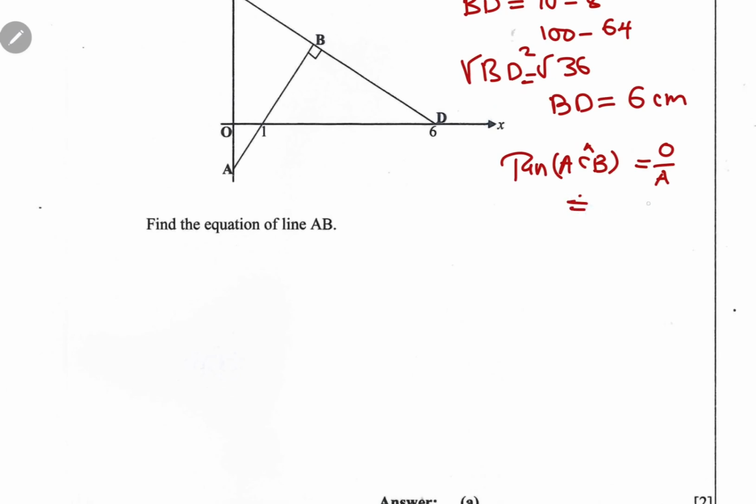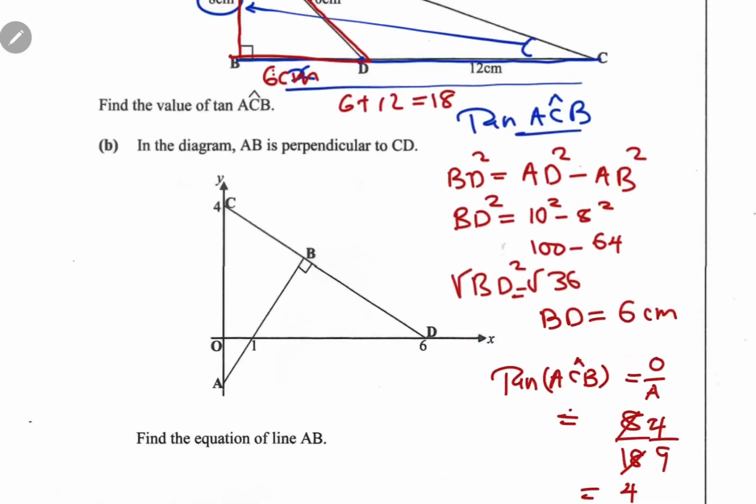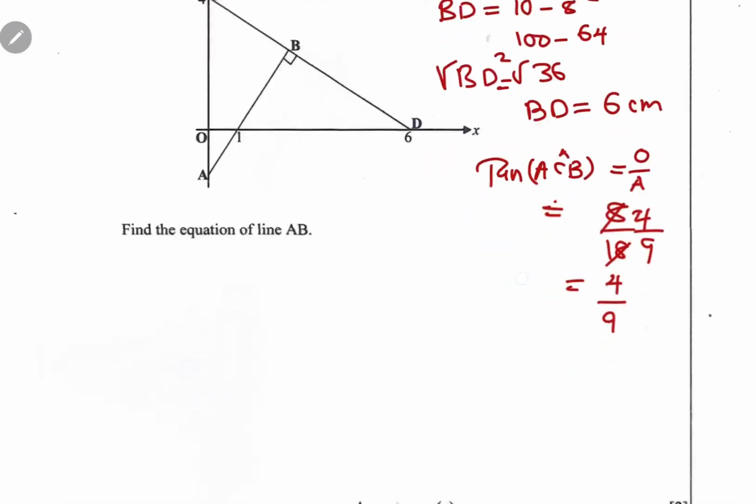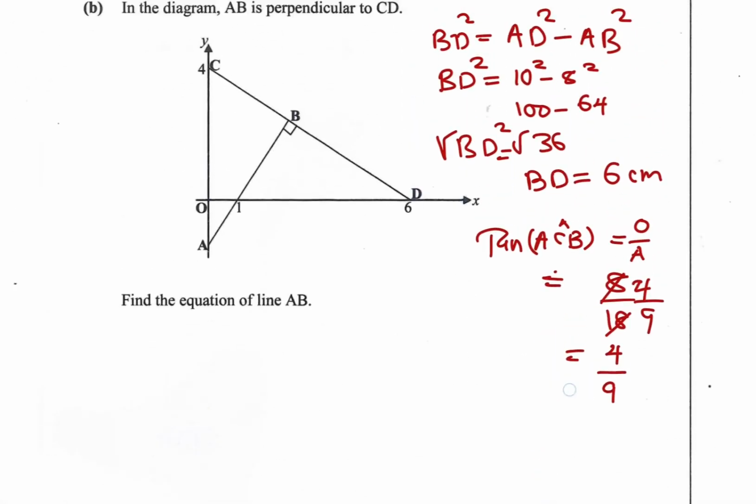So we are going to replace 8 divided by 18, which can reduce to 4 over 9, simply dividing by 2 on the top and bottom. So this here is the answer. Is this the first question? Yeah, the first question. So this is going to be 4 over 9. Okay, we are progressing. Then let us look at B question.